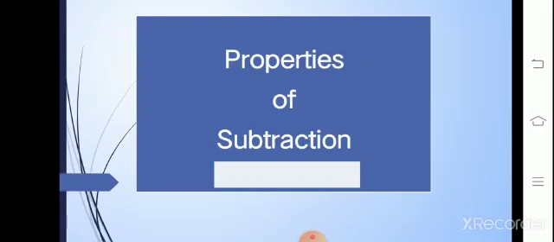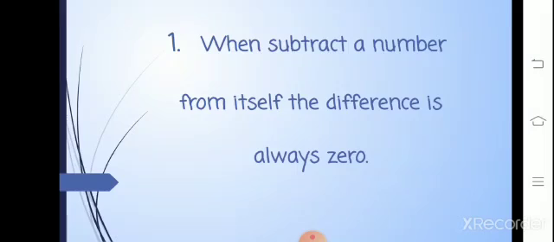Now next topic is properties of subtraction. As you already know about properties of addition, similarly there are some properties of subtraction. Number 1 is when you subtract a number from itself, the difference is always 0. It means when you subtract a similar number from the number itself, you get 0. For example, 7 minus 7, answer is always 0. 12 minus 12, always 0. So this is a property.